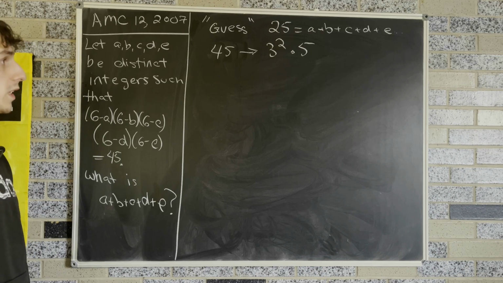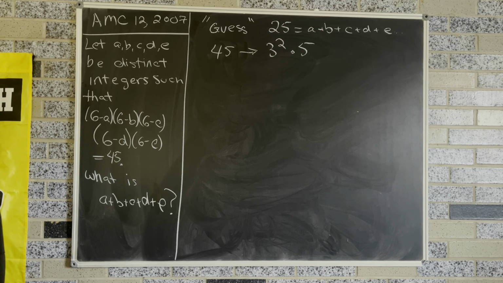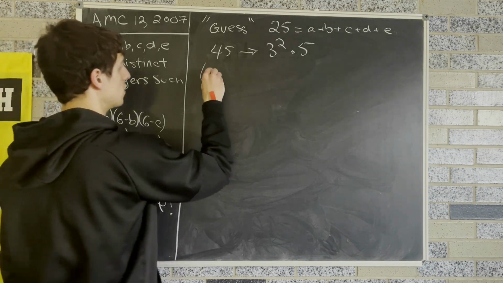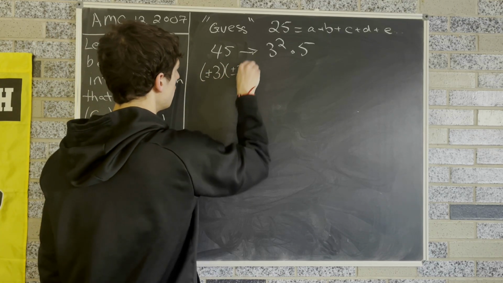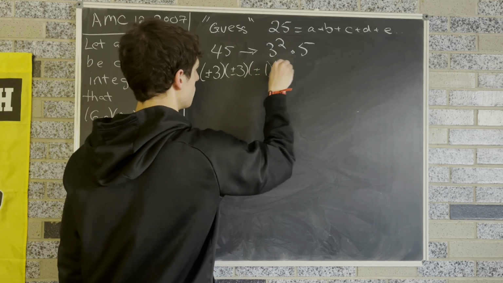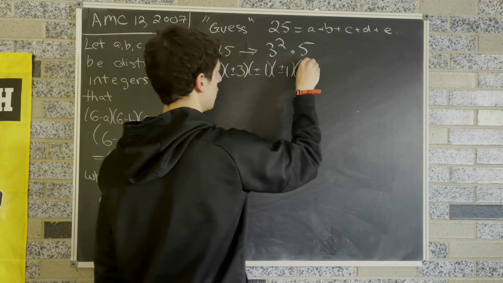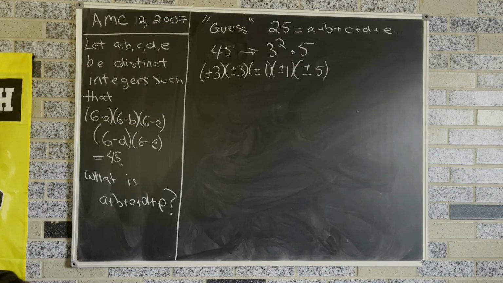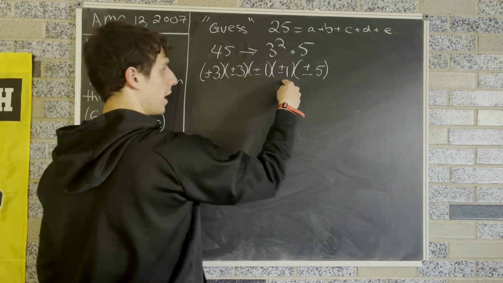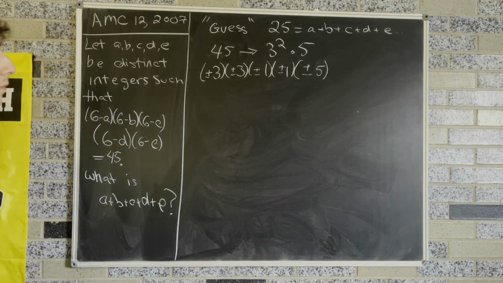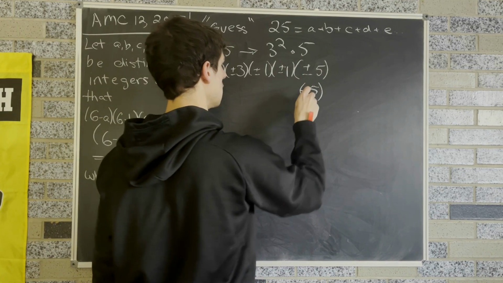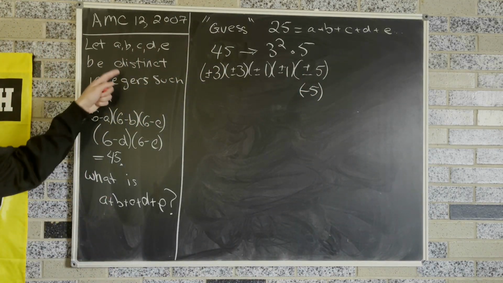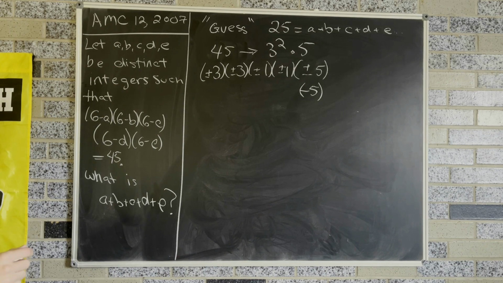So as stated before, we know that 45 breaks down into 3 squared times 5. So we're going to have some combination of plus or minus 3 times plus or minus 3 times plus or minus 1 times plus or minus 1 times plus or minus 5. And we used plus 3, minus 3, plus 1, minus 1, and positive 5. But let's look at what if we have a negative 5 here, because that's the only change that will really make a difference, because we know that all of these numbers are distinct. They cannot equal each other.